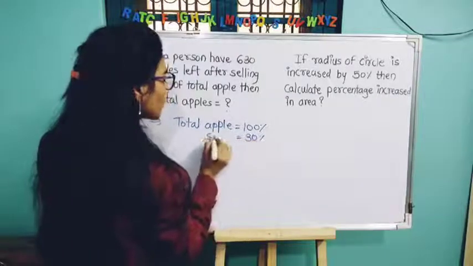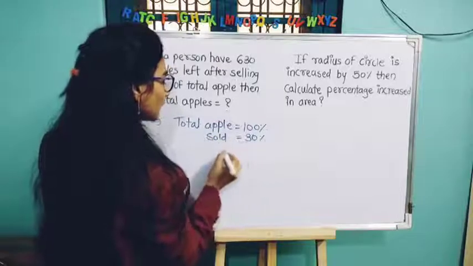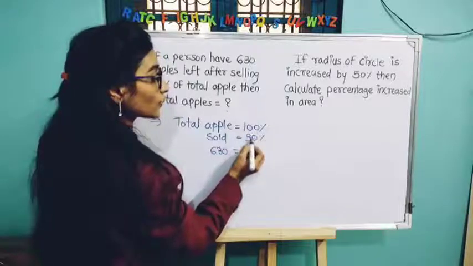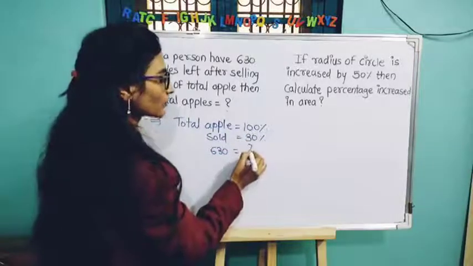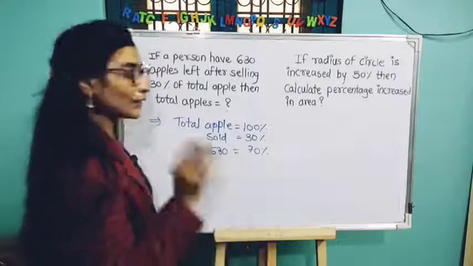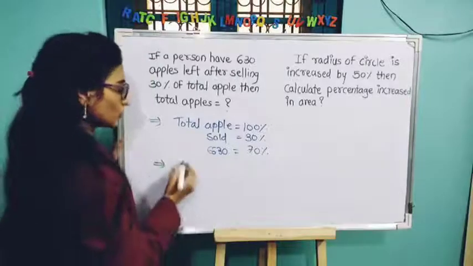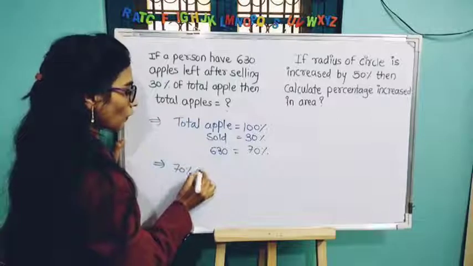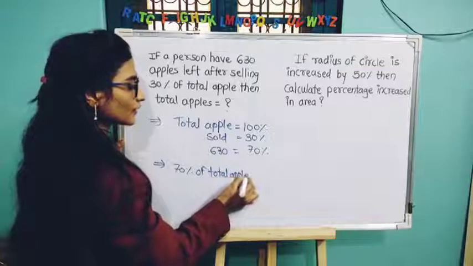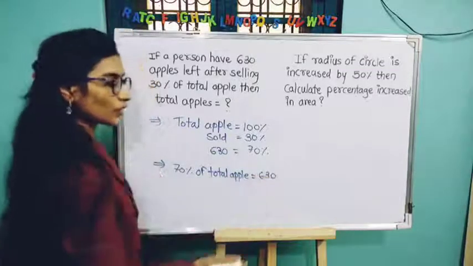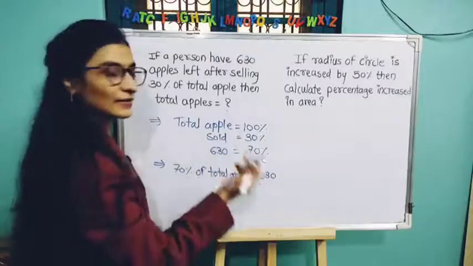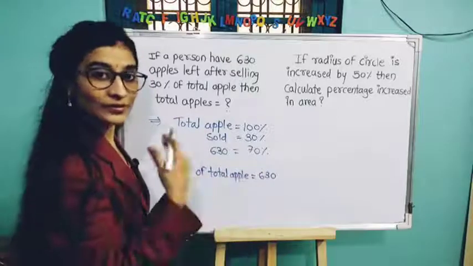30% sold, and 630 remaining. If out of 100, 30% is sold, then what will be remaining? 70%. So these 630 apples are 70% of the total apples. So in this case, how to arrange it? We have to write down 70% of total apples is equal to 630. Why? Because 30% apples were sold and the remaining apples are 630. So it is equal to 70% of the total apples.